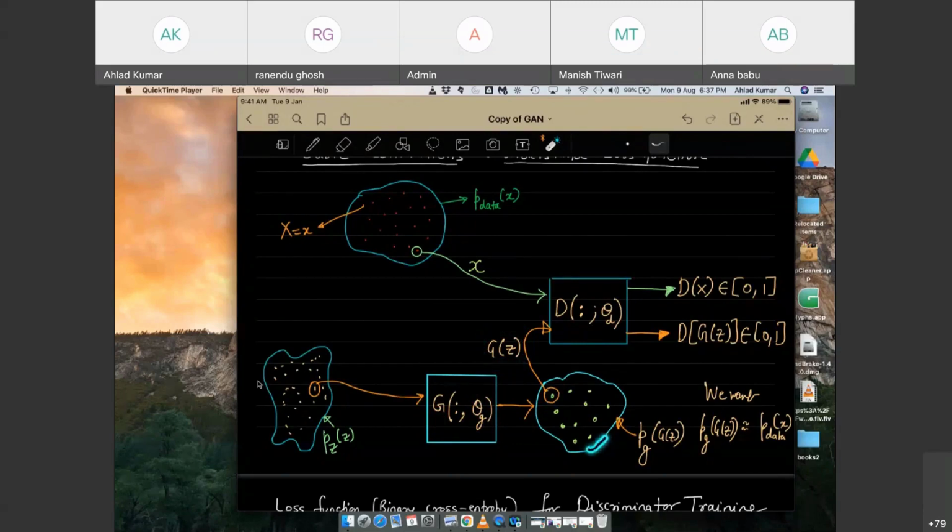All these data points which are inside will be represented by G of Z. And this contour which you are generating by the generator is represented by Pg. It's also simple, because all the points lying inside this Pg, which is the generator probability distribution, are represented by G of Z as the argument. And our target is to make this equal to P data of X, which is the original distribution which we have over here. So this is our objective.